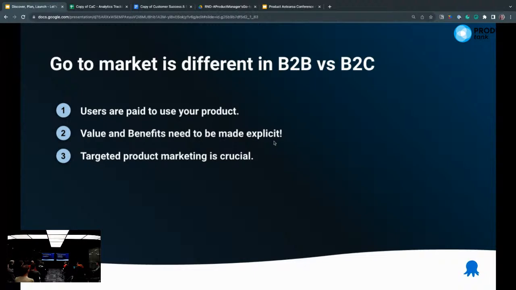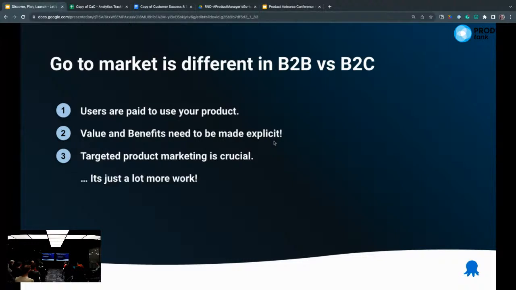So targeted product marketing is really crucial. In B2B, your customer is another company. That company has many users, and not every feature will be useful to every user within that company. So really targeting the right users within your customer company is, again, really important to get that awareness and adoption.